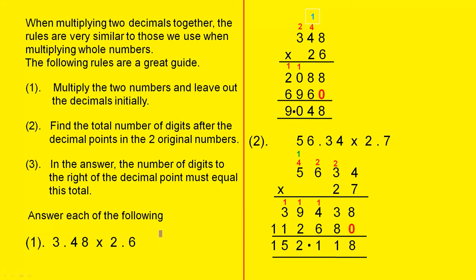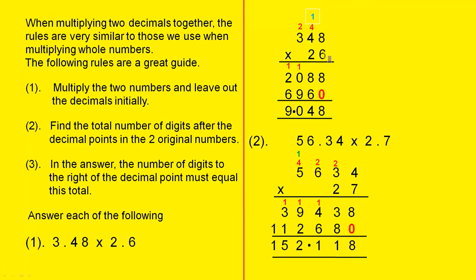So let's have a look at this first example. Answer each of the following. 3.48 times 2.6. You can see that each of these are decimal numbers. Now the first rule says multiply the two numbers together, but don't worry about decimal points. So I've done this in a very detailed manner where I've set it all up and I've done all the trading. So it would be a great idea if you actually write all this down on a sheet of paper and go through it yourself and use that as a check.